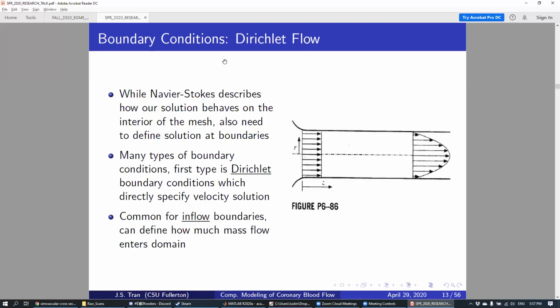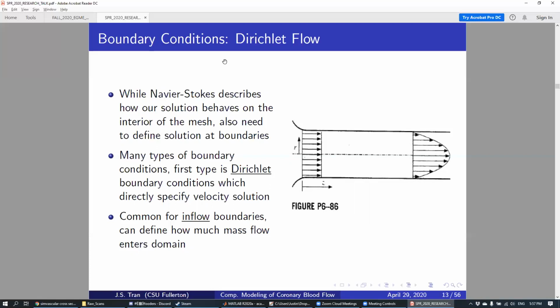Okay? And then for the heat equation, our main solution variable is our temperature, right? And so that's what you're working on for your project. So our Dirichlet boundary conditions are directly specifying temperatures on specific edges in our domain. Okay. And so for Navier-Stokes, our primary solution variable is actually the velocity for the fluid. Okay? And so any Dirichlet boundary condition means a direct specification of velocity on our mesh. Okay.